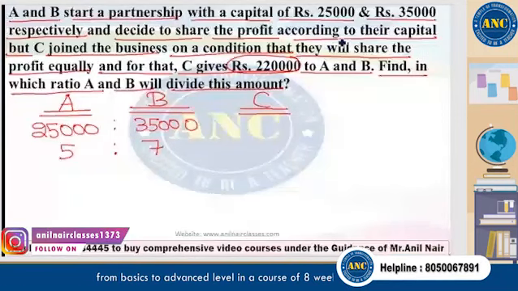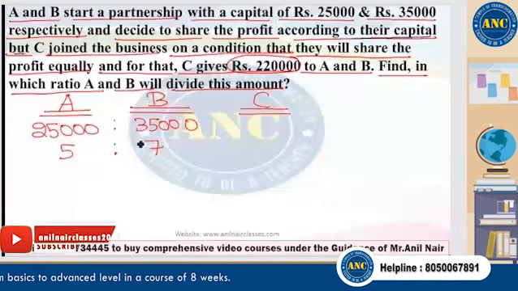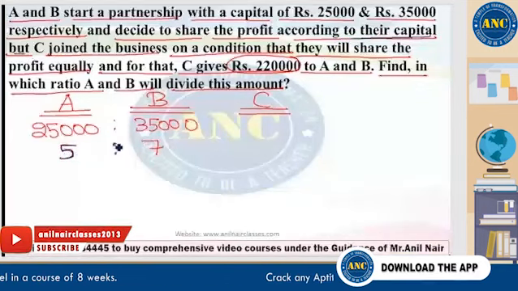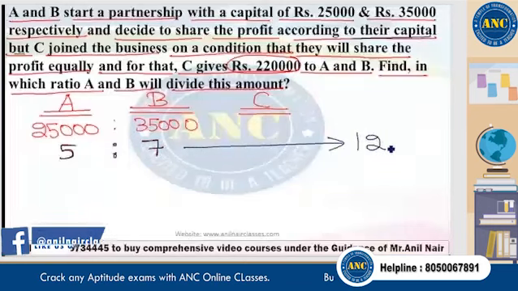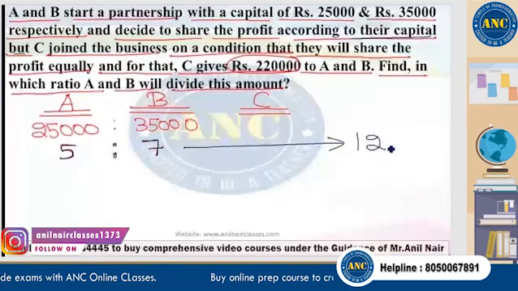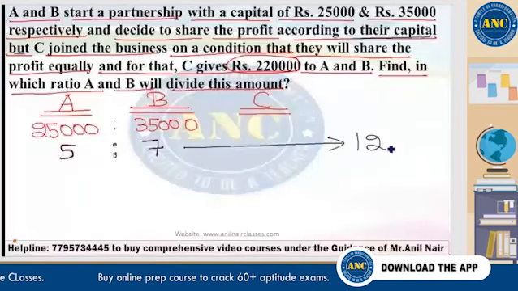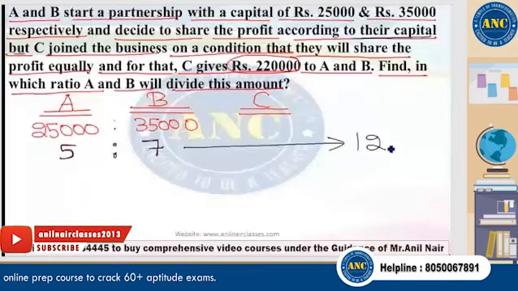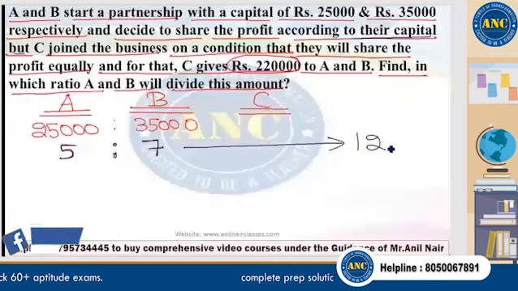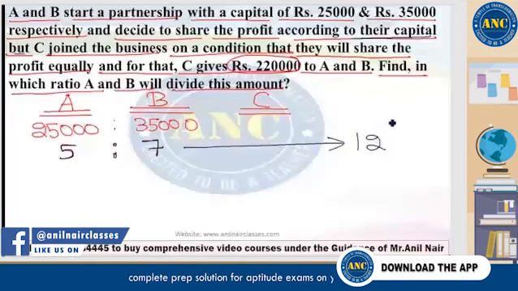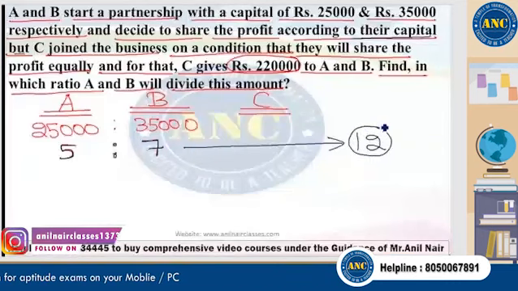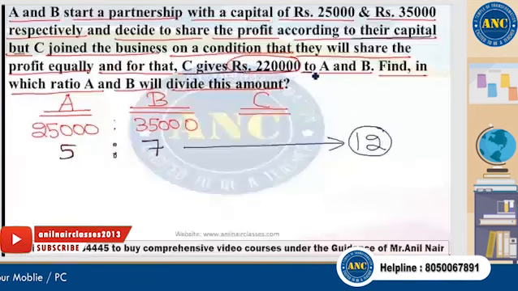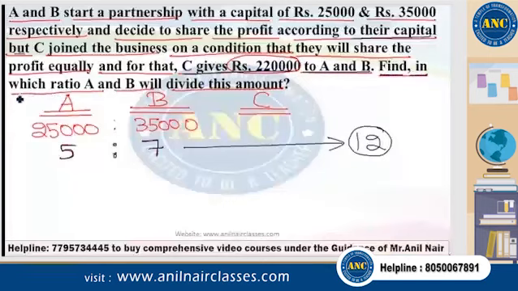Now see here, the investment ratio is equal to the profit sharing ratio. That means A is getting 5 rupees profit, B is getting 7 rupees profit. Total profit is 12 rupees. Now there is 12 rupees profit they have, but there is another person C who is joining. When C joined the business, he told that he wants the profit to be equally distributed. That means this 12 rupees profit should be distributed equally. For that equal profit distribution, he will give 2.2 lakh to A and B initially. Find in which ratio A and B will divide this amount of 2.2 lakhs.